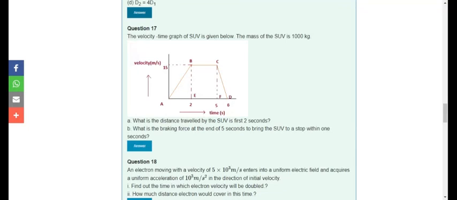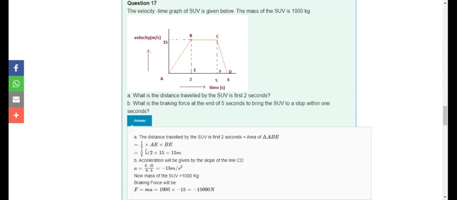So you got the acceleration as 7.5 meter per second square. You have the initial velocity as 0, time as 2 seconds. So the distance traveled by the SUV would be S is equal to ut plus half at square. Or you can calculate the distance from the graph, like calculating the area. If you want to do it numerically, I have explained a process to do it numerically. If you want to find it graphically, the distance traveled by the SUV in the first 2 seconds is the area of triangle ABE. So half into AE into BE, that comes equal to 15 meter.